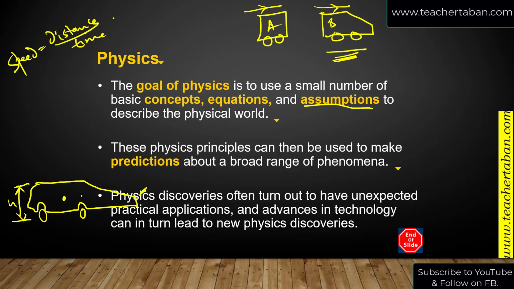For example, how does it affect stability? The shorter an object, the more stable it is on the ground. The wider an object, the more stable it is on the ground. So all those simple concepts are developed later on to come up with new discoveries. And that is what physics is all about.